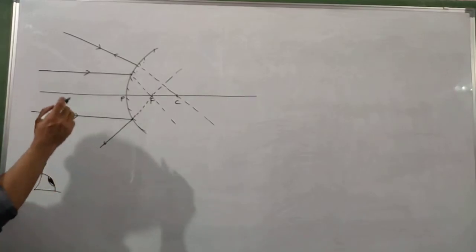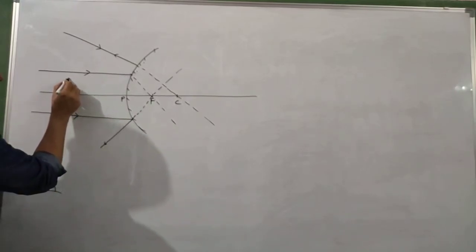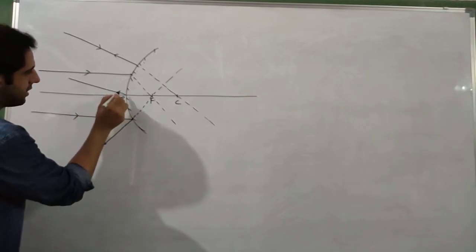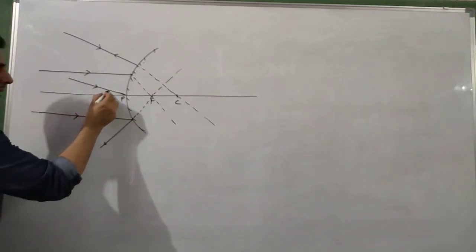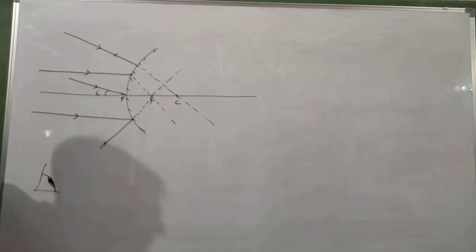Third rule is that suppose a ray is coming and it is striking the pole. Now this ray is making, suppose, an incident angle i.